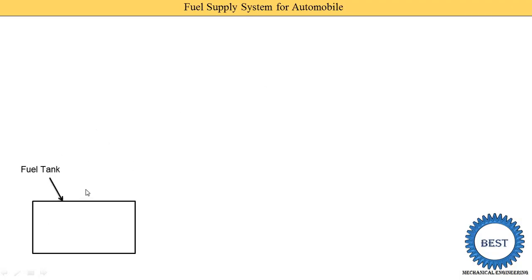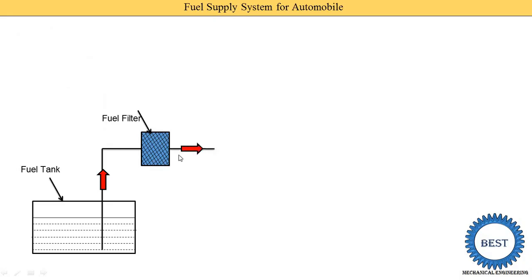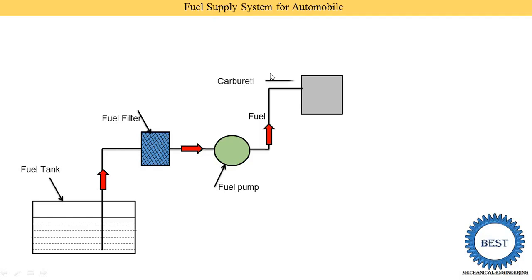The first component is the fuel tank, in which the fuel is filled. From the fuel tank, fuel is supplied to the fuel filter. After this, fuel is supplied to the fuel pump, and from the fuel pump the fuel is supplied to the carburetor. We already know that in a carburetor two things are mixed, one is the air and the second one is the petrol. This diagram is for the SI engine. When we use the carburetor, it is for an SI engine, meaning spark ignition engine, meaning a petrol engine.